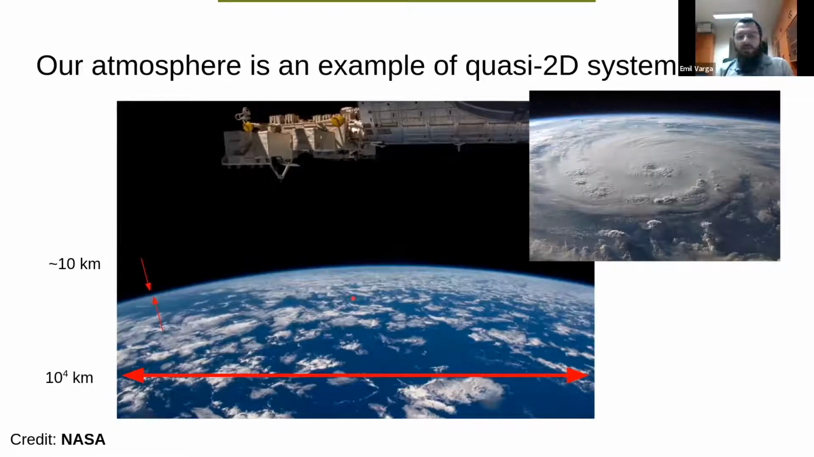I don't want to claim that if we understand everything about 2-dimensional turbulence, we'll explain everything about the atmosphere. It's a much more complicated system, but in certain cases, a 2-dimensional turbulence system is a relatively good approximation of the atmosphere of a planet.